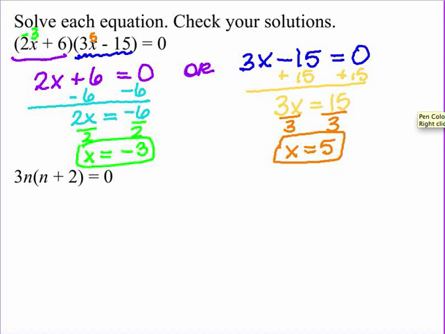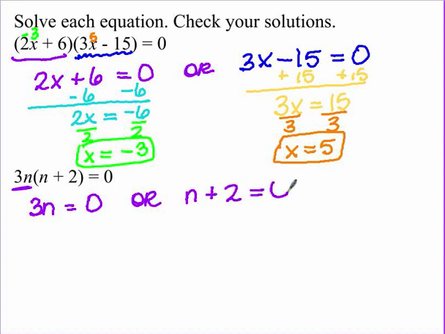3n times the quantity n plus 2 equals 0. So according to our zero product property, I have two quantities. Either this one, so either 3n equals 0, or what? n plus 2 equals 0. So let's solve. So to solve that for n, what do you do? Divide by 3. So n equals 0.